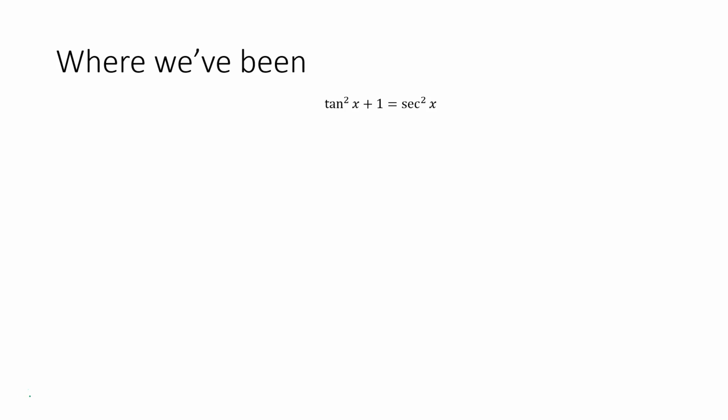So first we'll start with where we've been. What we've been doing is we've been proving what are called identities. Got green today for St. Patrick's Day. So we got identities. Identities are things that are always true.